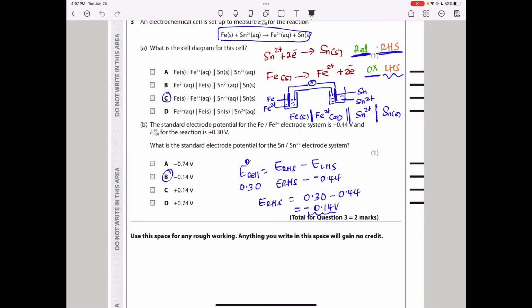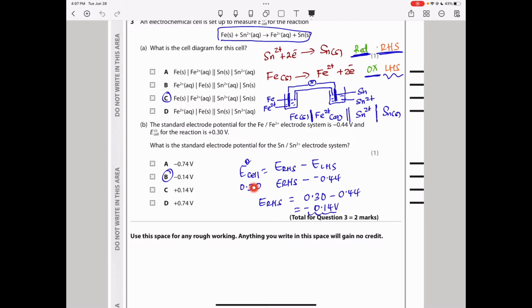Then the next part says, the standard electrode potential for the iron 2 electrode system is that, and the E cell for the reaction is that. They say, what is the standard electrode potential for the other half cell? Remember, we have established that the tin 2 is going to be on the right-hand side. So since you remember this equation, E theta for the cell should be the electrode potential for the right-hand half cell minus that of the left-hand half cell.